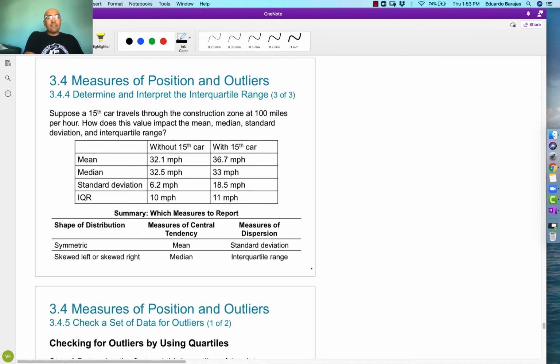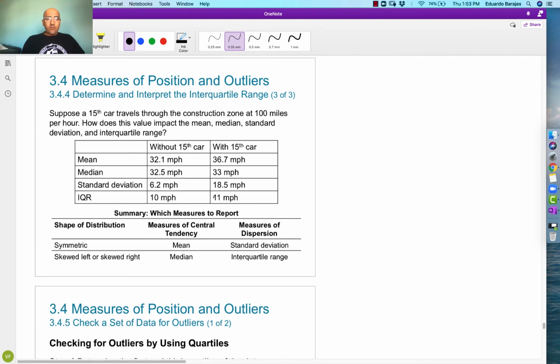So suppose a 15th car travels through the construction zone at 100 miles per hour. How does this value impact the mean, the median, the standard deviation, and the interquartile range? Okay, so just tossing it in there, this is what would happen. Without the 15th car, we found that the mean is 32.1 miles per hour, the median is 32.5 miles per hour, the standard deviation is 6.2 miles per hour, and the IQR is 10.